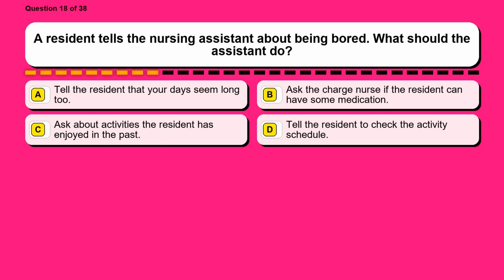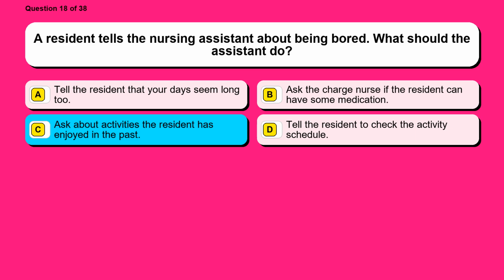Option A, tell the resident that your days seem long too. Option B, ask the charge nurse if the resident can have some medication. Option C, ask about activities the resident has enjoyed in the past. Option D, tell the resident to check the activity schedule.